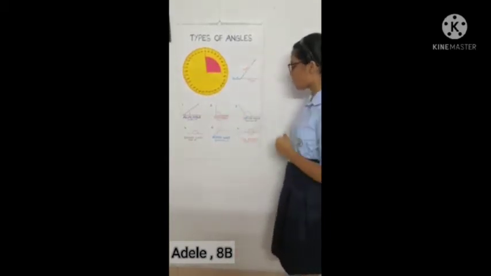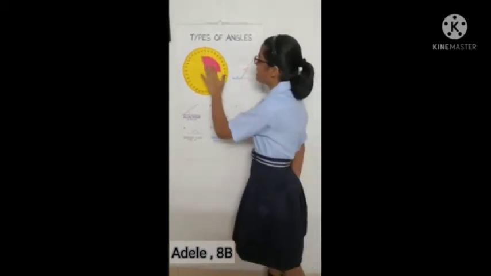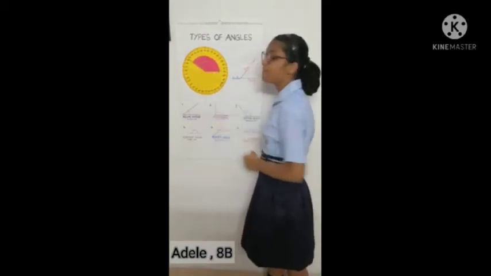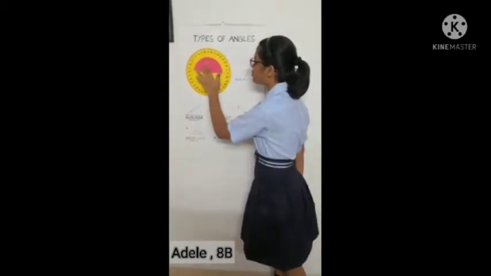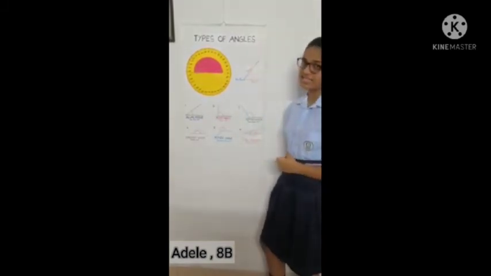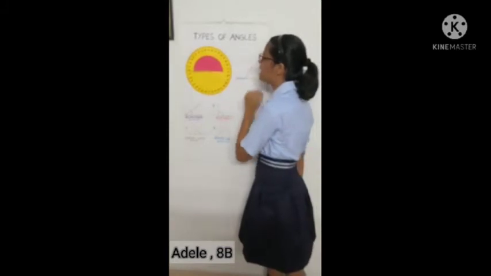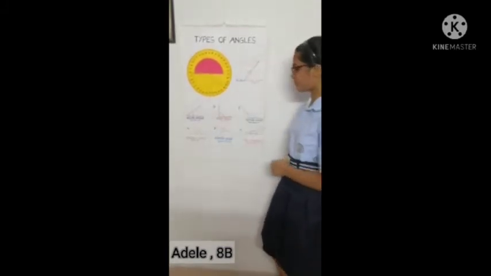3. We have obtuse angle. An obtuse angle is more than 90 degrees but lesser than 180 degrees. 4. We have straight angle. A straight angle is exactly 180 degrees. It is a straight line and looks like half a circle.